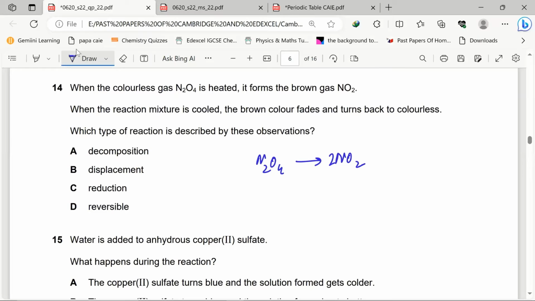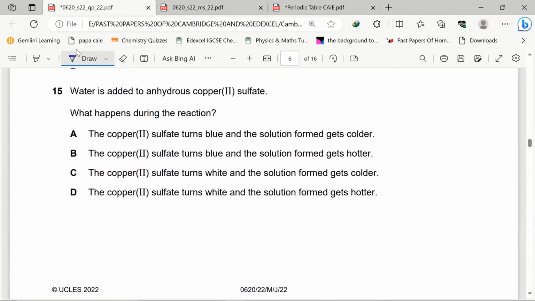If it is heated and cooled, which type of reaction is described by this observation? It is definitely a reversible reaction, because if it is heated, the reaction is moving forward, and if it is cooled, then the reaction is moving backward. That's it. So this one is colorless, and this one is brown. So it's definitely a reversible reaction.